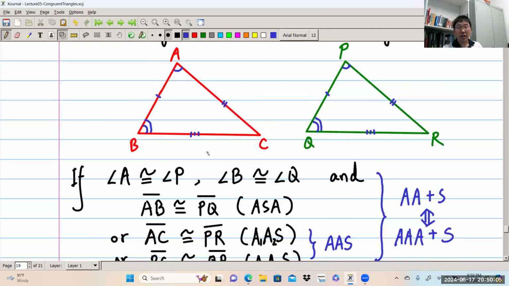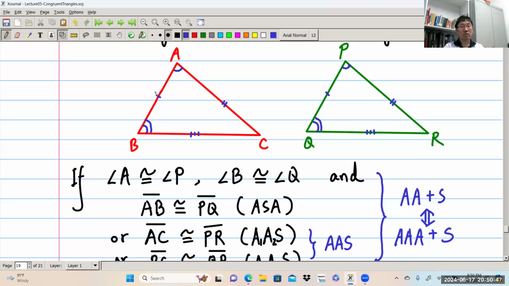So what is ASA? Where is the letter S? S is between two A's. Look at this picture here. We have a triangle ABC and a triangle PQR. Angle A is congruent to angle P, angle B is congruent to angle Q. So these two angles are congruent to these two angles. Now when we consider ASA congruence, that side S is between the two angles. That's the so-called ASA case.